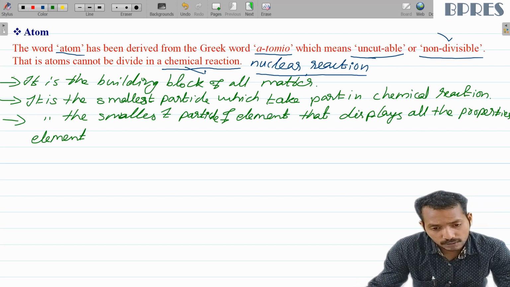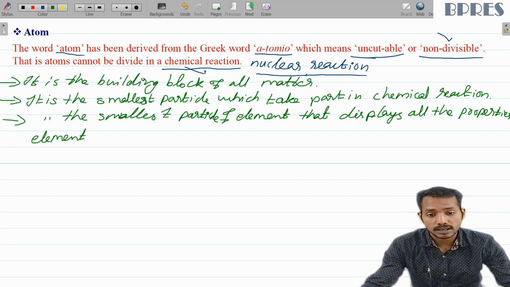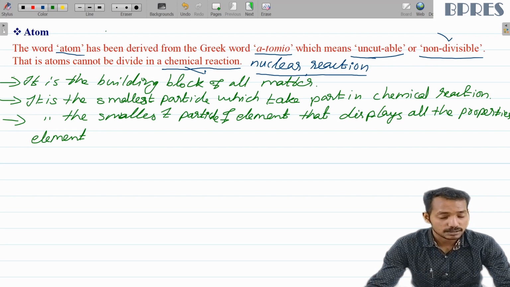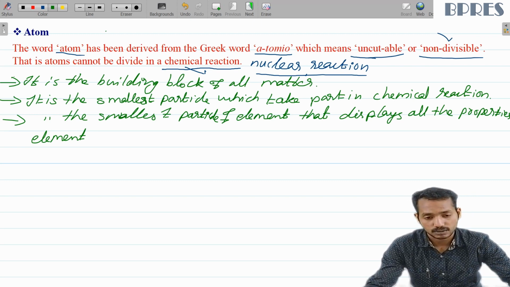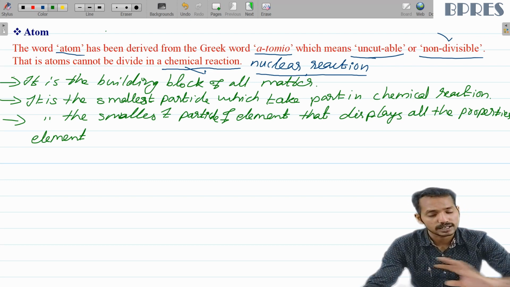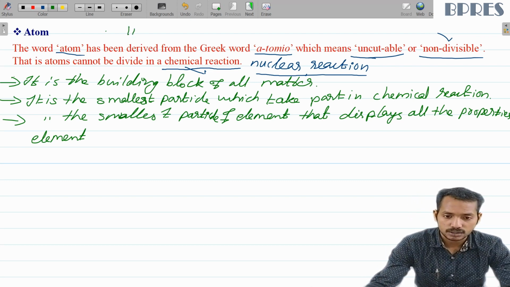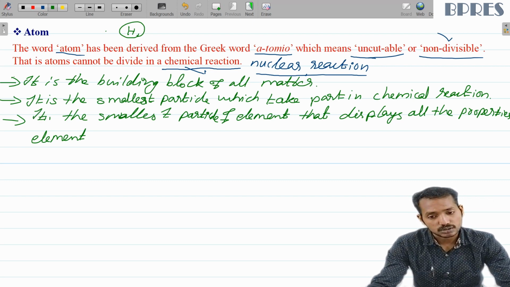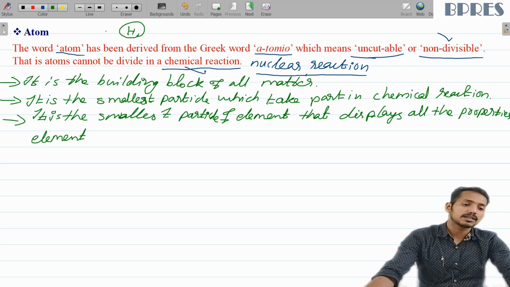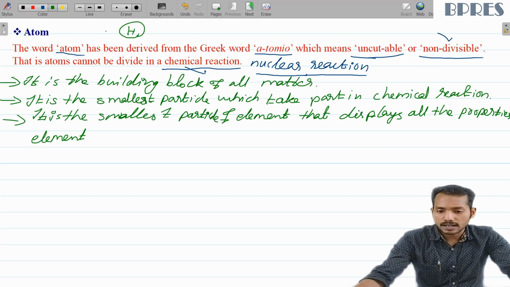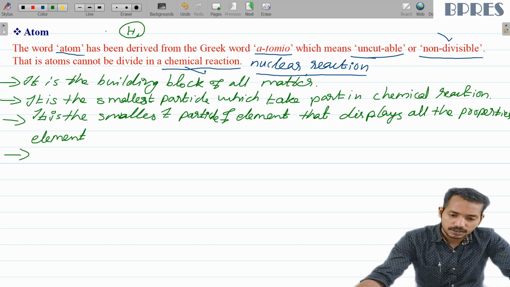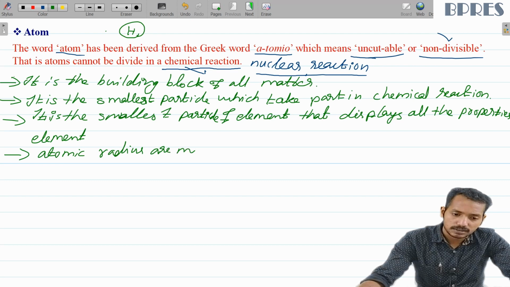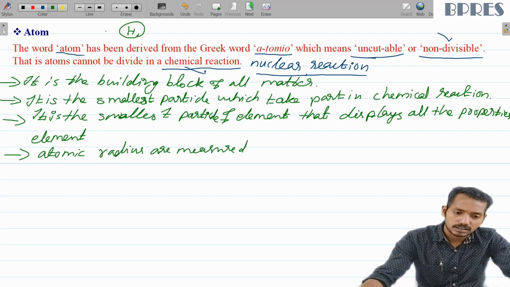Because the smallest particle which makes matter is not atom, because you may have heard of electrons and protons. Electrons and protons are smaller than the atom because the atom is constituted by these. But electron and proton do not show any property of that particular element. If you take a hydrogen atom, then it will show all the properties of hydrogen. That's why it is clearly mentioned that it is the smallest particle of element that displays all the properties of element. And generally atomic radius is measured in nanometer.